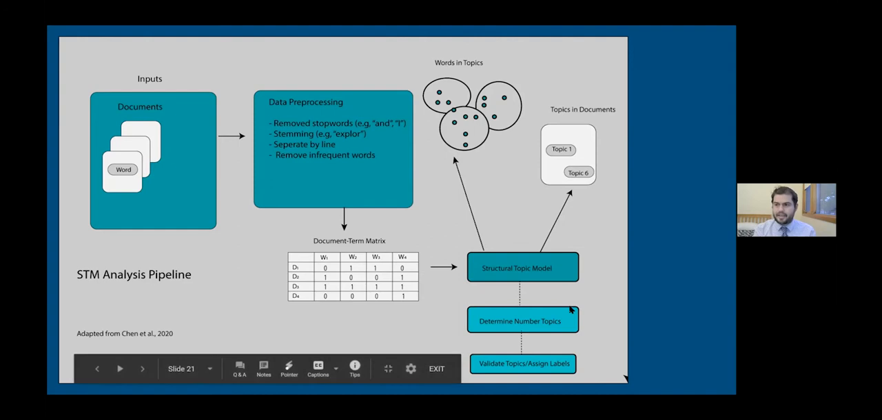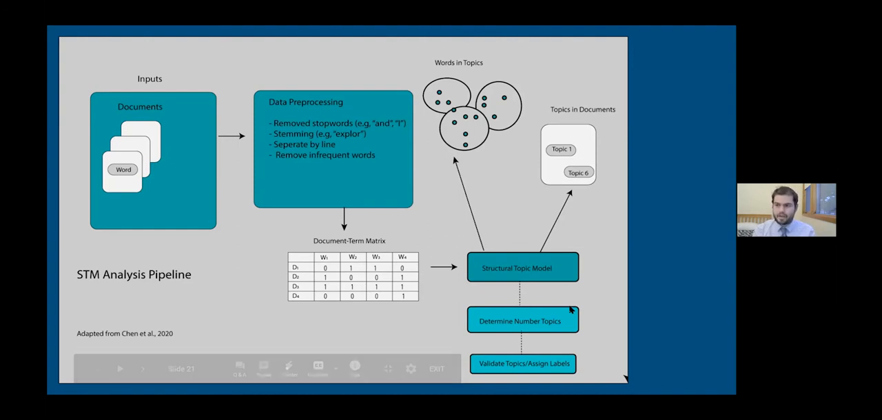The challenge is that you have to specify in advance how many topics you want. The topic model will spit out 60 topics, or it will spit out 5 topics. You have to figure out, using some metrics, how many topics you actually want the model to produce, and there are a number of different ways that you can do that to figure out the right number of topics to extract.